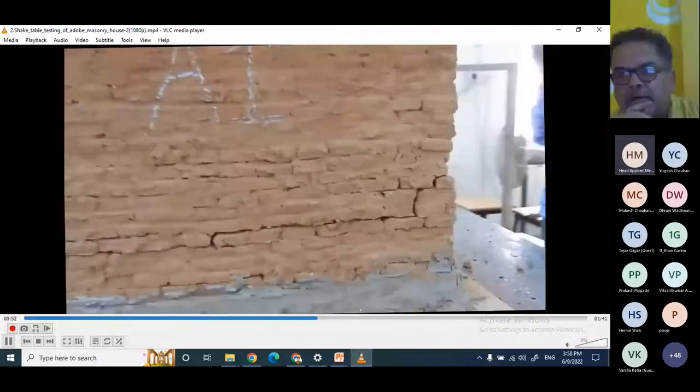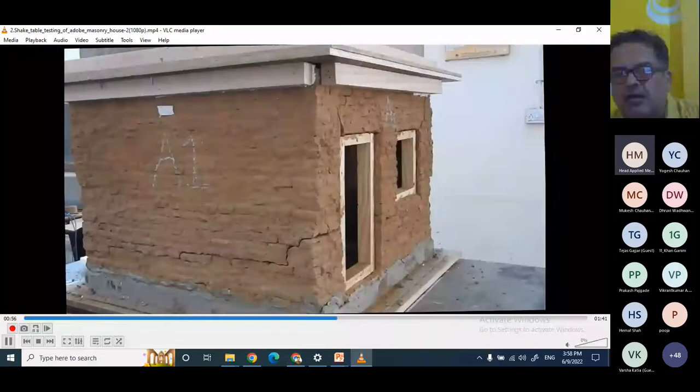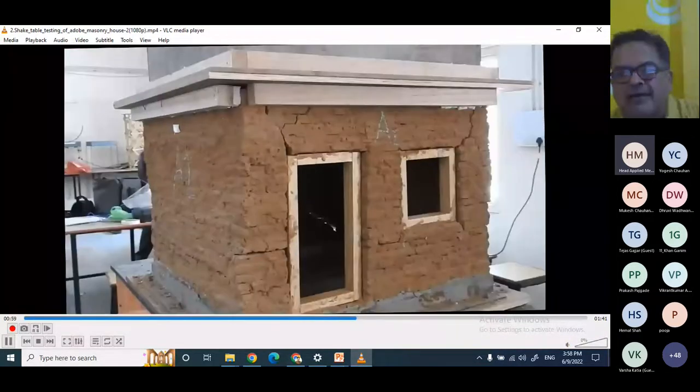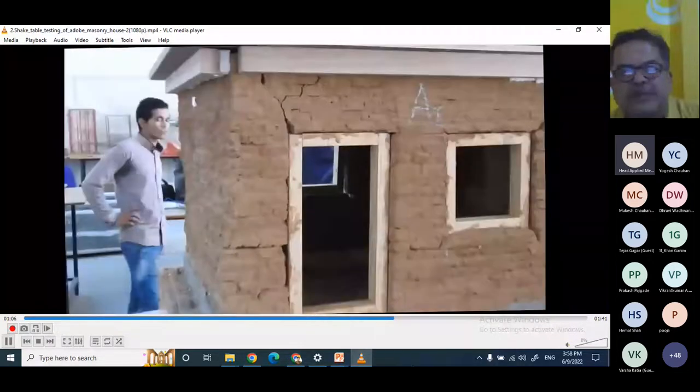Most important thing is that students are learning something out of it. When students see such kinds of failures, they will believe that this type of system is not good, and in future they are not going to implement it when they practice in a real sense.